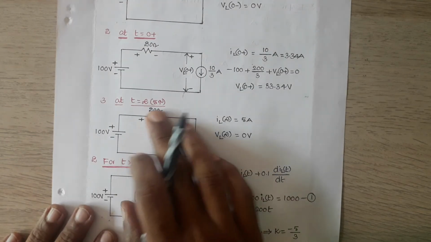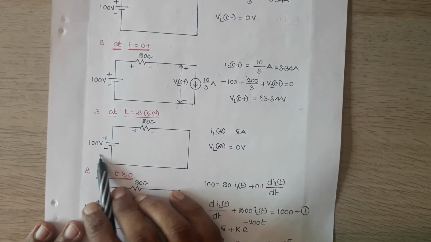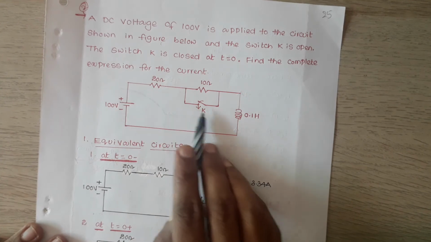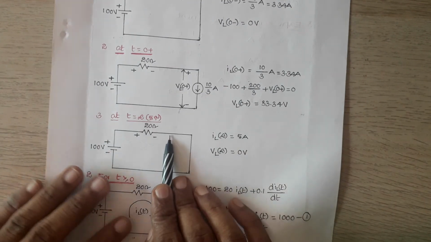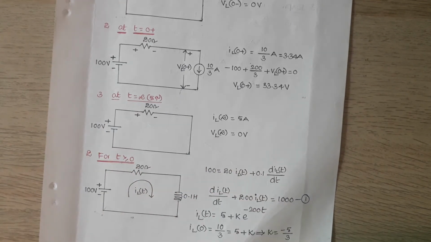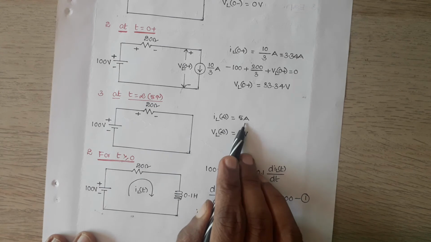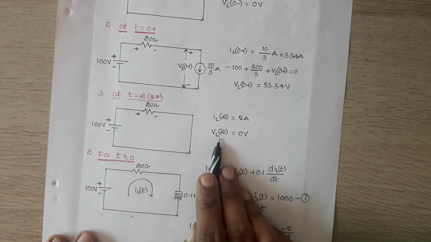So now at t equal to infinity, that is 5 time constants. Again 100 volts, 20 ohms, the switch is closed, so the resistor is 0. The inductor is at steady state after 5 time constants or infinity time, so the inductor acts as a short circuit. Now the current in the circuit is 100 by 20, which is 5 amperes.